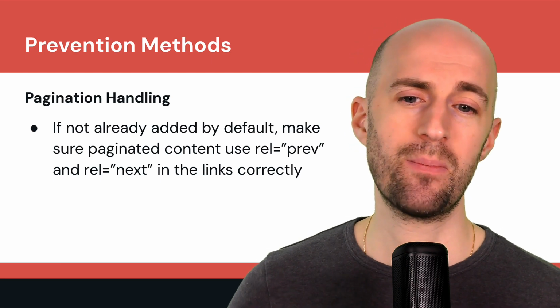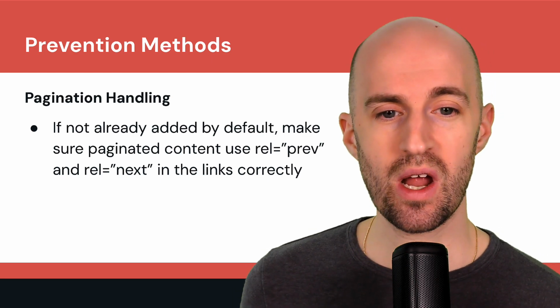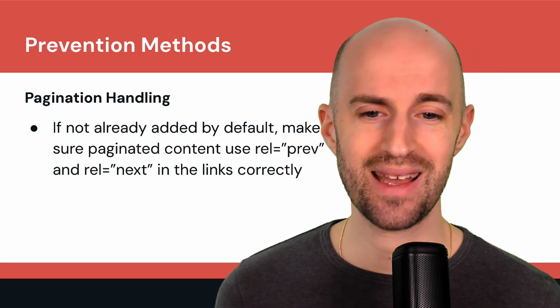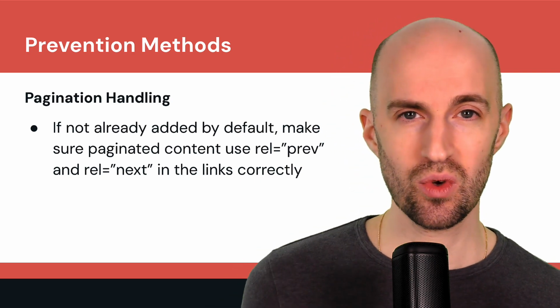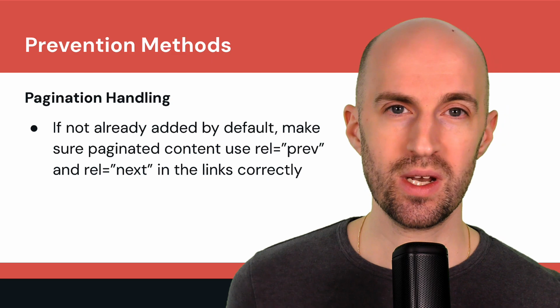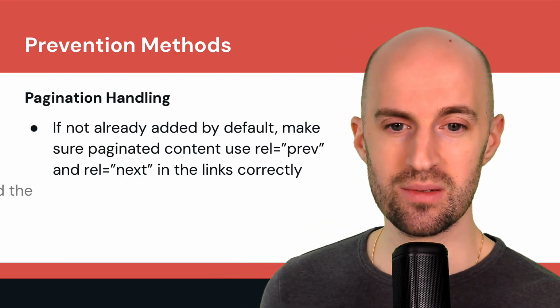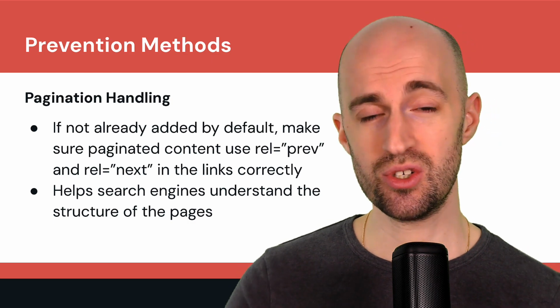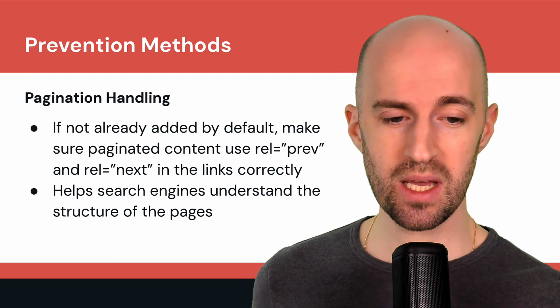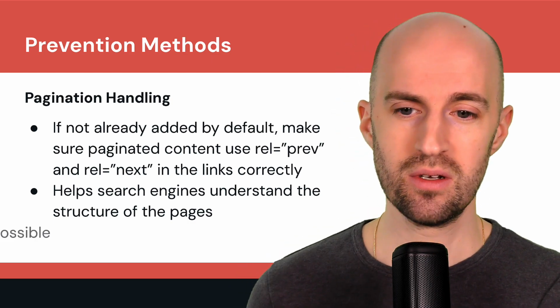Just make sure that the paginated content uses rel equals prev and rel equals next in the links correctly, so Google knows which one is the next page in the series and which one was a previous one in the series. And this helps search engines understand the structure of those pages and their relationship with one another.